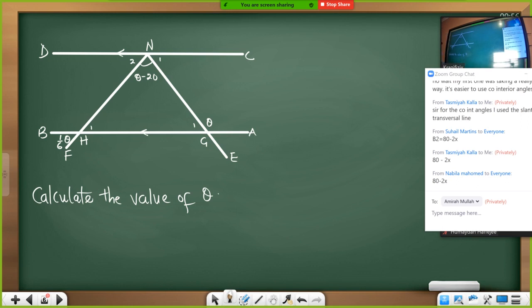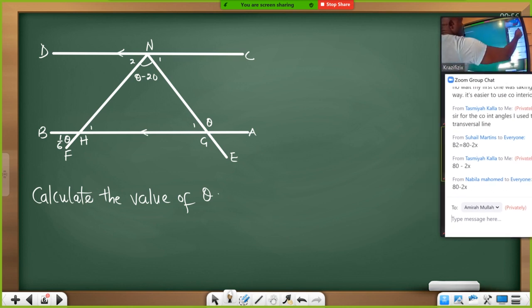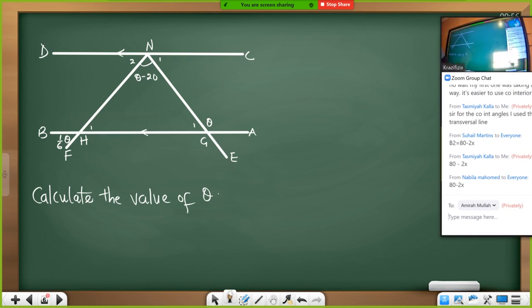How should we tackle this question? We are looking for the value of theta. Talk to me, people. Talk to me. What did you do for the value of theta?